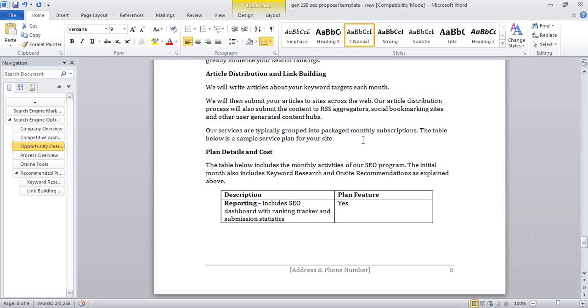So let's just say that you picked pretty competitive keywords and you put them on a low plan, knowing that they probably weren't going to get as far as you would like even after the initial 90 to 120 days. But they'll probably have some improvement. They'll definitely have improvement.